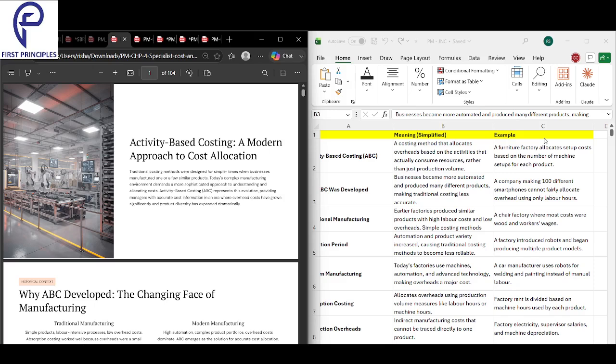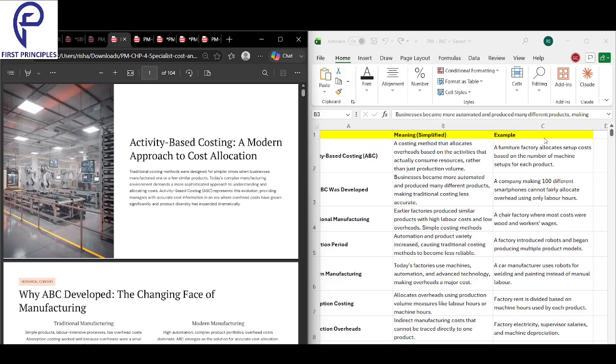Now, first of all, what are overheads, guys? Any idea? Total of all the indirect expenses is called overheads. Total of all the direct expenses is prime cost. So it's a costing method that allocates your overheads based on the activities. That is why it is called activity-based costing. It takes your cost and allocates it based on activity. The focus is on activity.